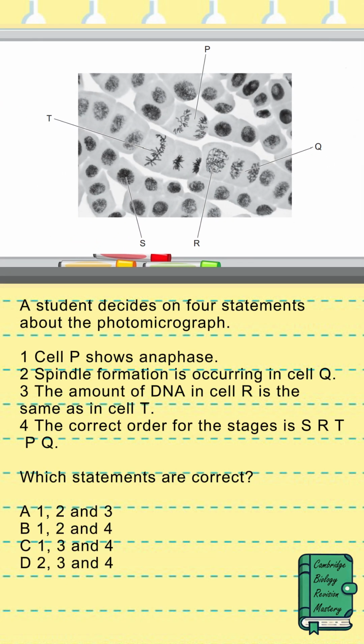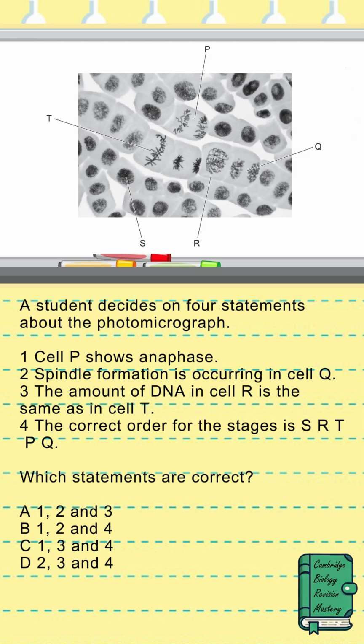This is an A-level question and we're sticking with diagrams. This time we're looking at a photomicrograph of cells under the process of mitosis, or different stages of the cell cycle. Upon reading the stem of the question, which is a student decides on 4 statements about the photomicrograph, we can see we've got a multiple choice, multiple completion, which means we've got 4 statements here and then we've got to work out which ones are correct.